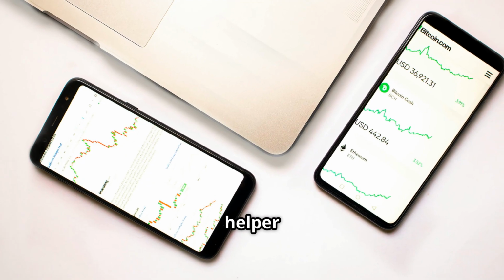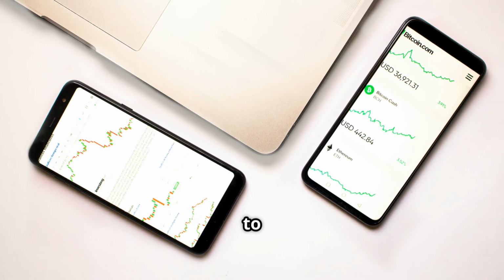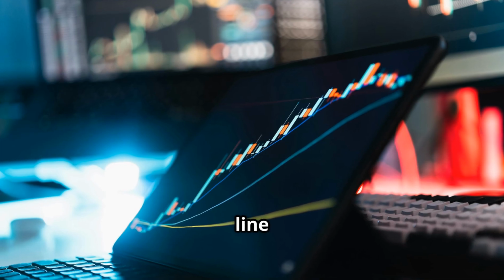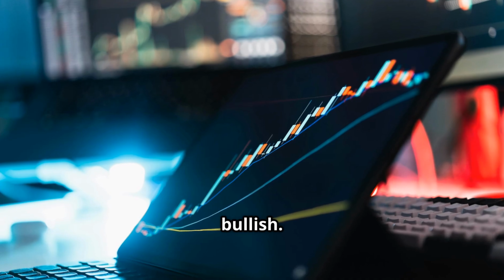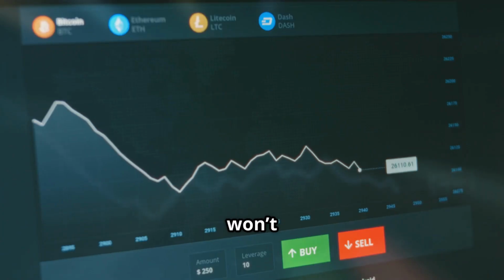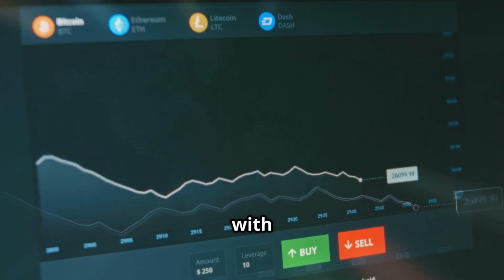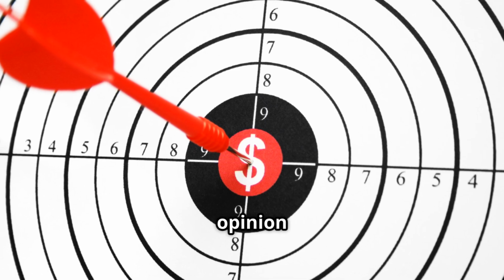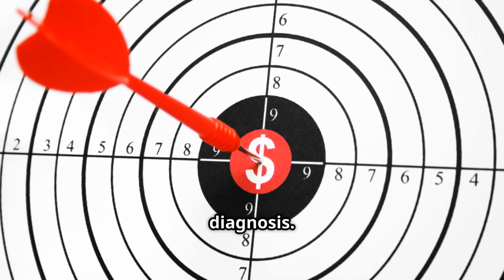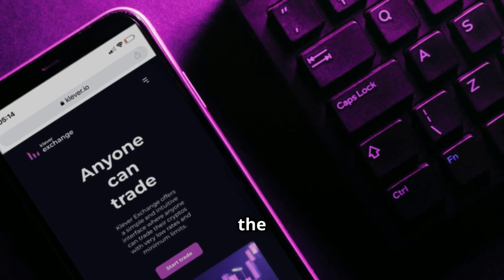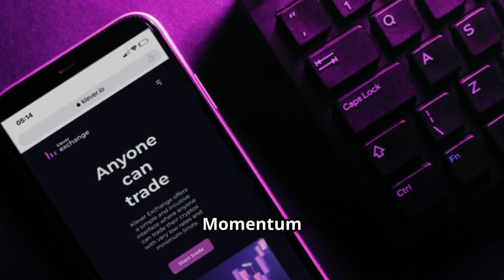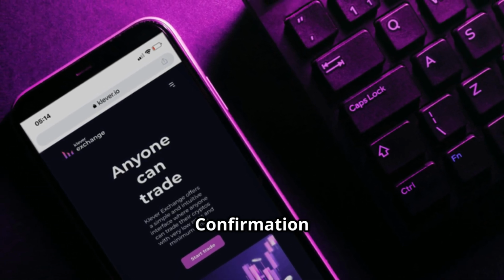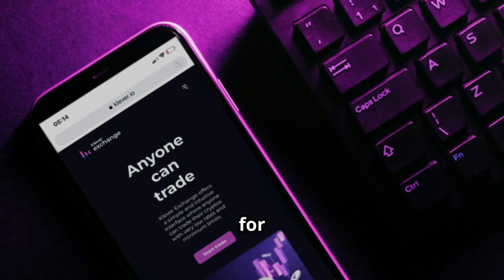Finally, an optional helper, MACD. Another way to view momentum. When the MACD line crosses above the signal line, that's bullish. Below is bearish. We won't make it mandatory, but when MACD agrees with EMA, RSI, and volume, the setup is stronger. It's a second opinion that confirms your diagnosis. Recap. Trend filter with the 50 and 200 EMAs. Momentum with the RSI 50 line. Confirmation with volume. Optional MACD for extra confidence.